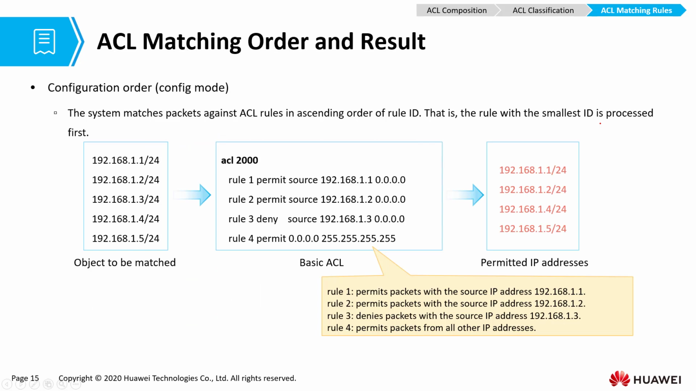So ACL matching order and result. So I've already mentioned that an ACL can consist of multiple deny and permit statements. I've also mentioned that each statement describes a rule. Now, it is important to note that sometimes rules overlap or they conflict.